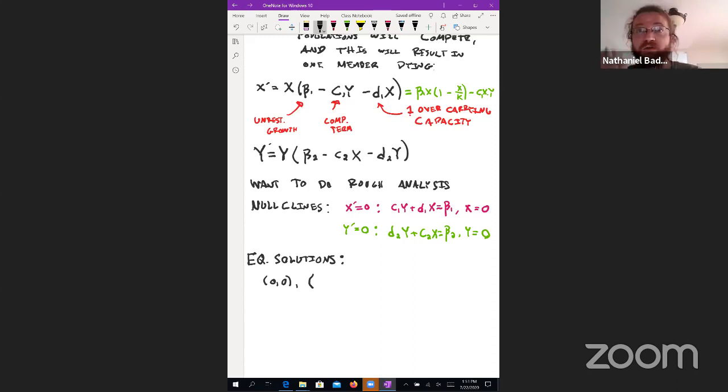Yes, so that's exactly correct. That is this null cline and this null cline. I just rewrote the formula slightly, sorry, I just added C1y and D1x to both sides, just to give it a kind of symmetric positive form. But you're absolutely correct. Yeah, those are the other two null clines.